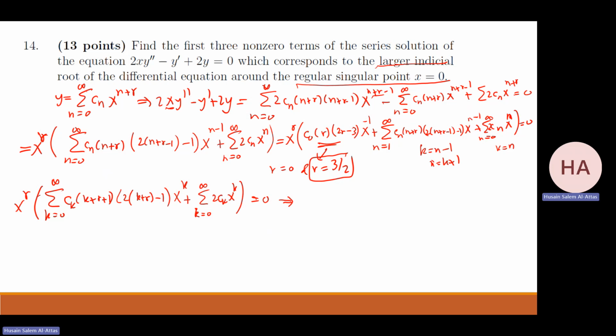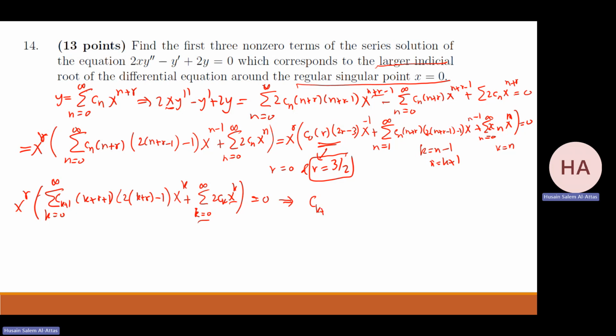So I have now the relation. I can combine these two, actually, the same power, the same starting point. So I have C, this is k plus 1. So I have C(k+1) equals minus 2 Ck over (k plus r plus 1) and (2k plus 2r minus 1), where k is greater than or equal to 0. So we said r is 3 over 2.